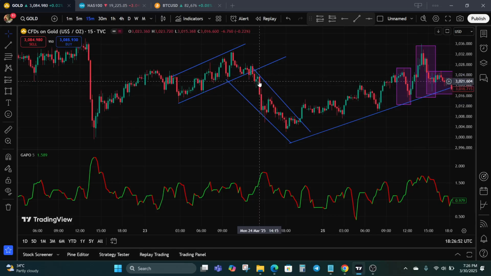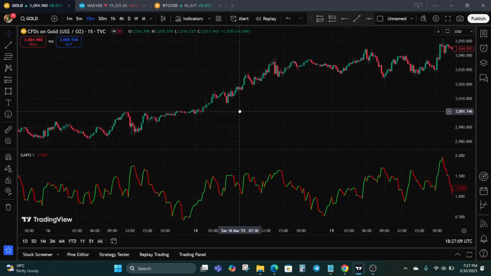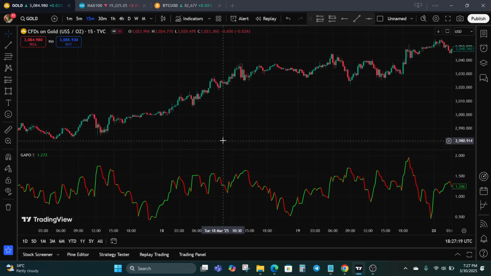Okay, now you can also use this indicator for trend strength analysis. When the indicator value remains high during a trend. Okay, now let's look for an example of a trend. Okay, a trending market, right? So when the value remains high during a trend, it confirms strong momentum in that direction, right? It confirms strong momentum in that direction.